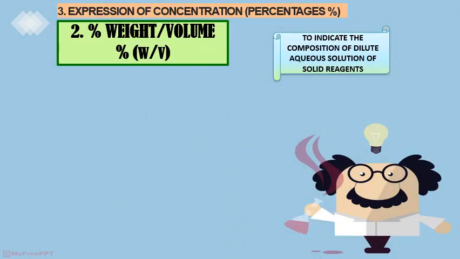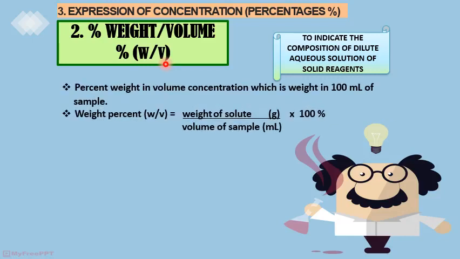Look at the percent weight per volume, or percent weight over volume, or percent weight in volume. Percent weight in volume concentration is the weight in 100 milliliter of sample. The formula: weight percent W per V equals weight of solute in grams over volume of sample in milliliter times 100. Memorize the formula.